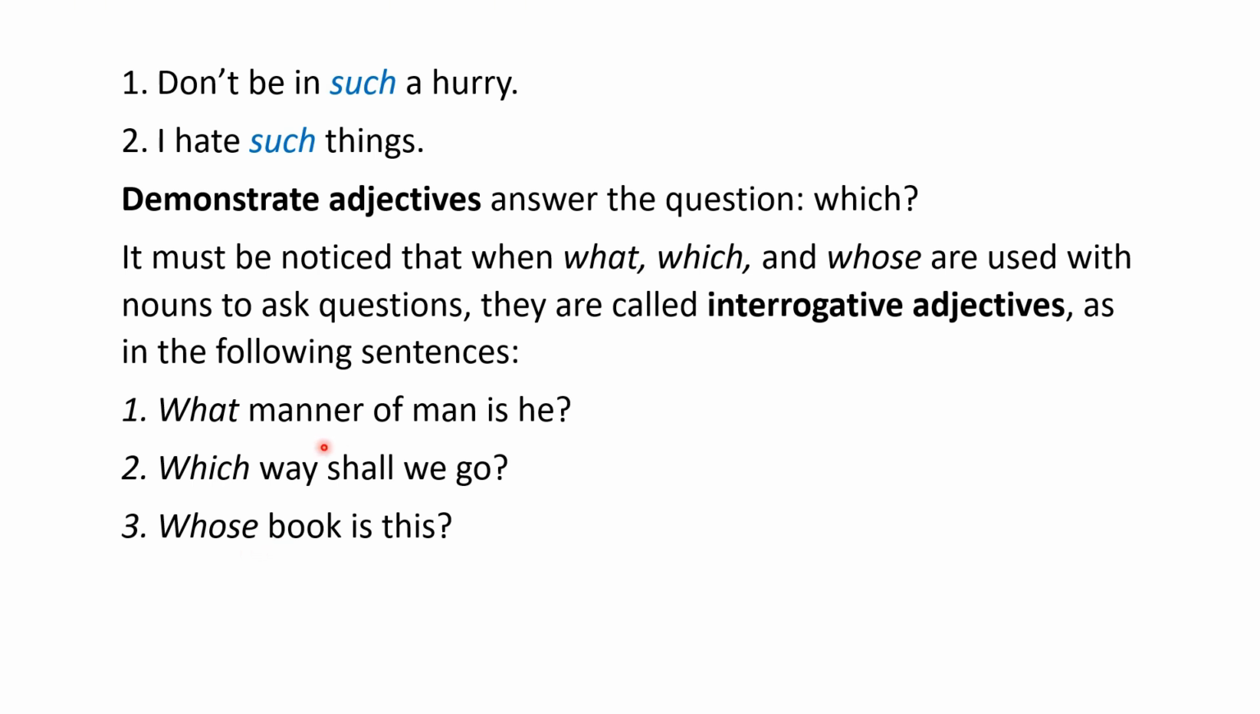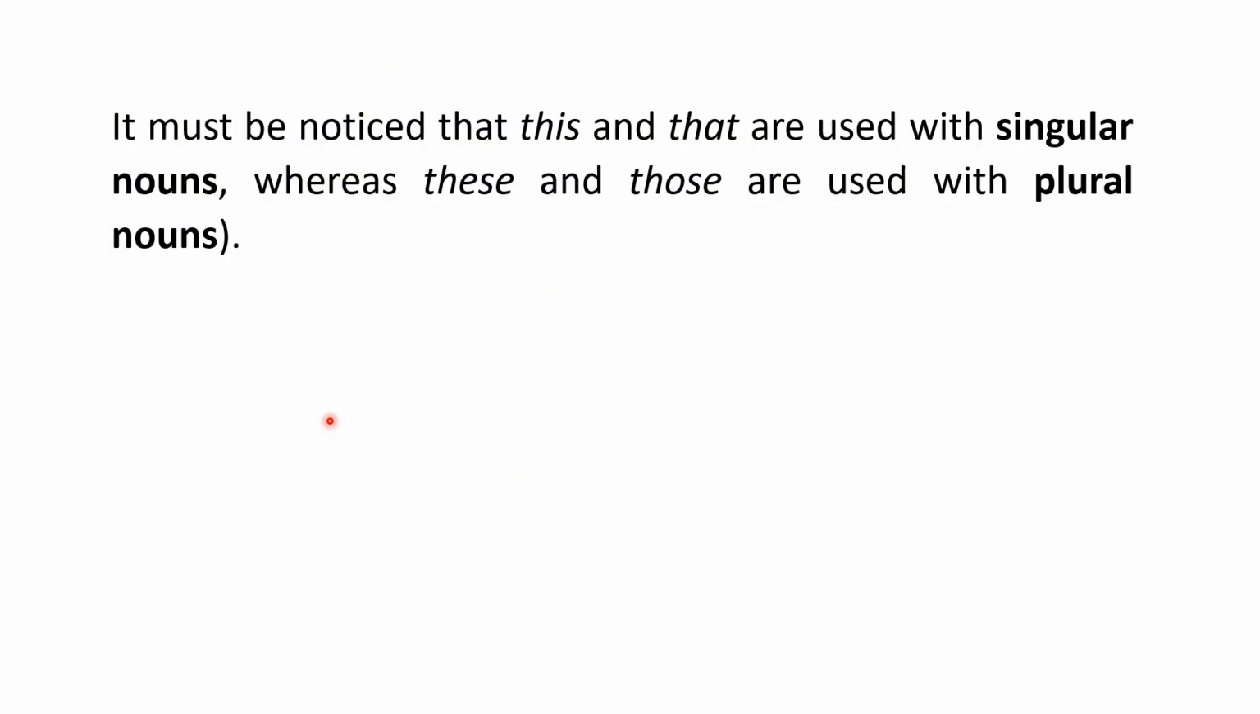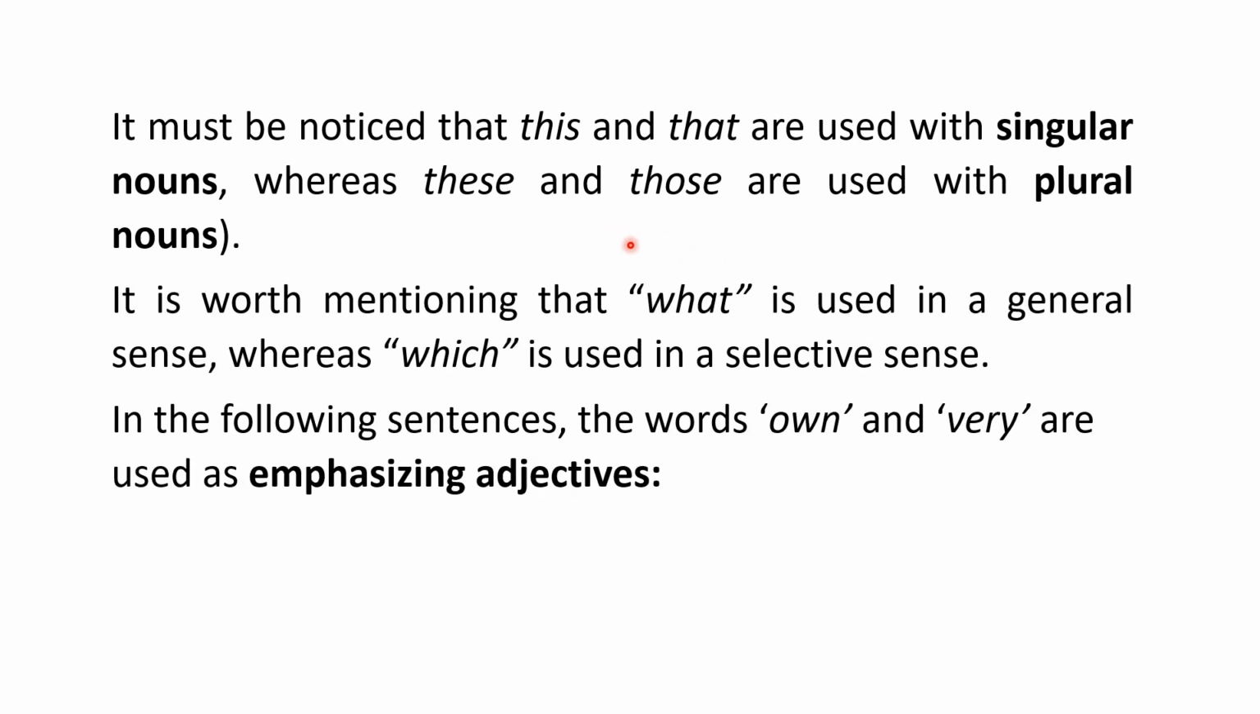So, after demonstrative adjectives, we learn interrogative adjectives, right? It must be noted that this and that are used with singular nouns. I'm just repeating it. Okay. This and that are used with singular nouns, whereas these and those are used with plural nouns. We have already mentioned that. It is worth mentioning that what is used in a general sense as an adjective, whereas which is used in a selective sense.